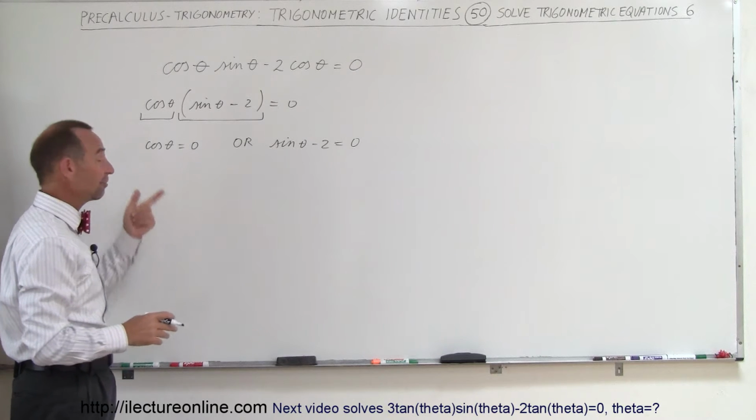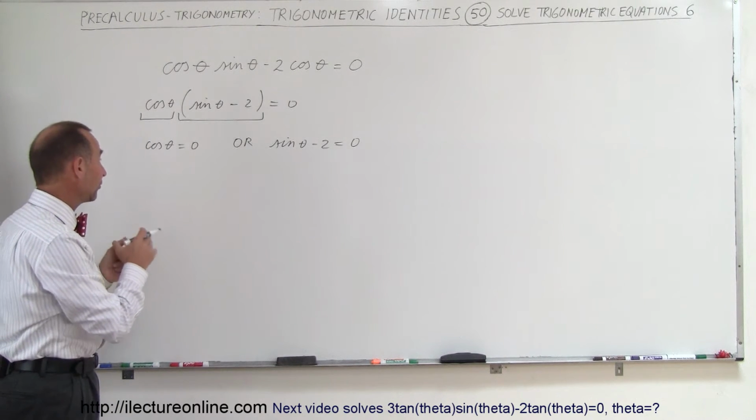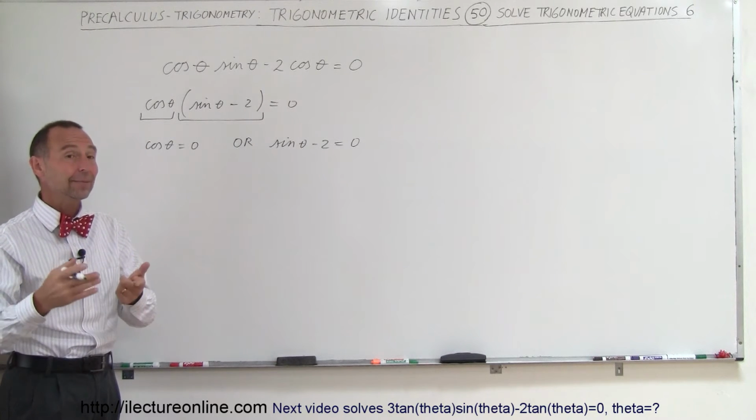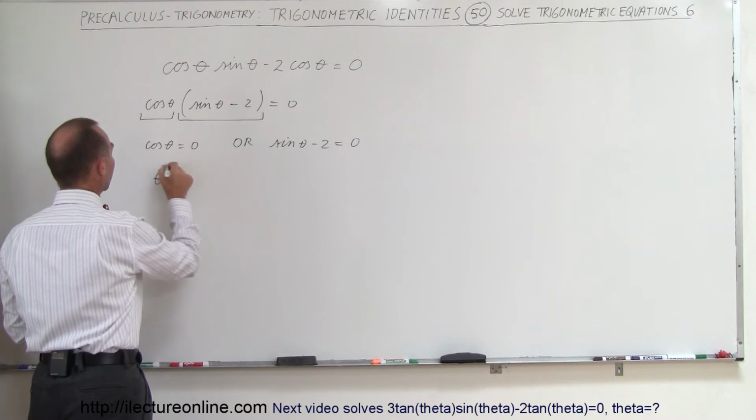Well, the first one is straightforward. The cosine of theta equal to 0. There's only one value for which the cosine of theta can equal 0. That's for theta being equal to 0. So theta equals 0 is one of our solutions.